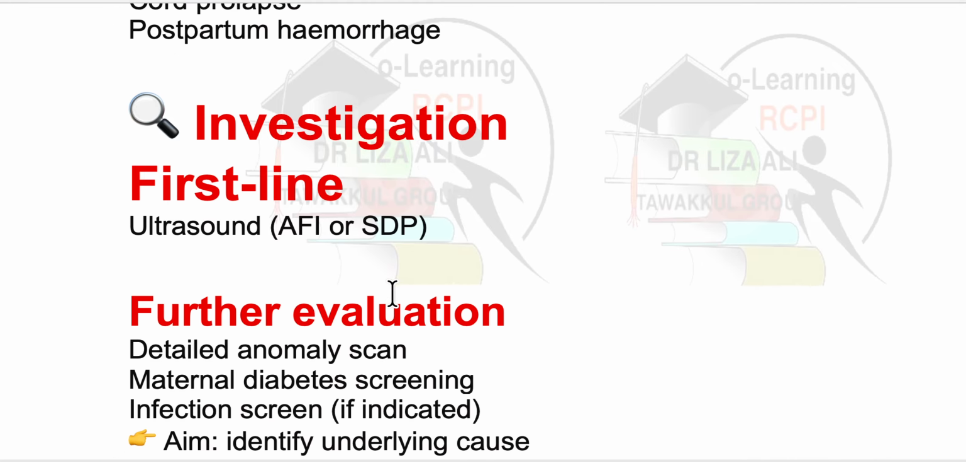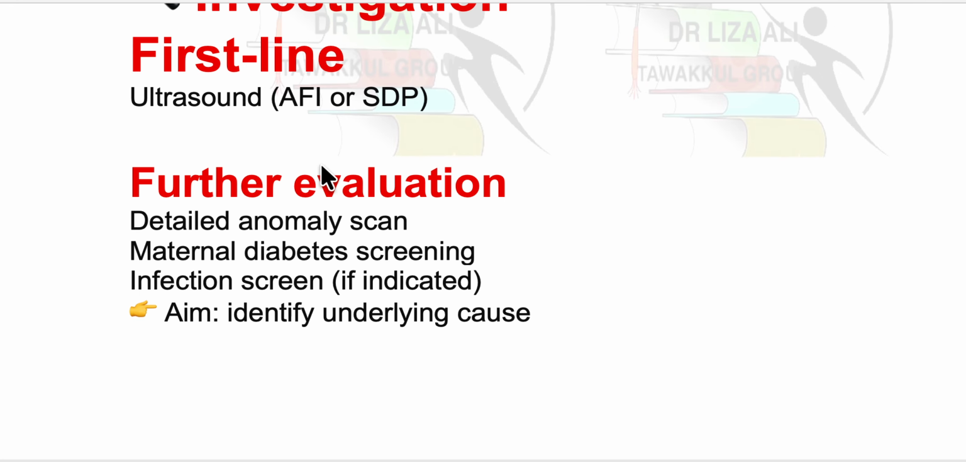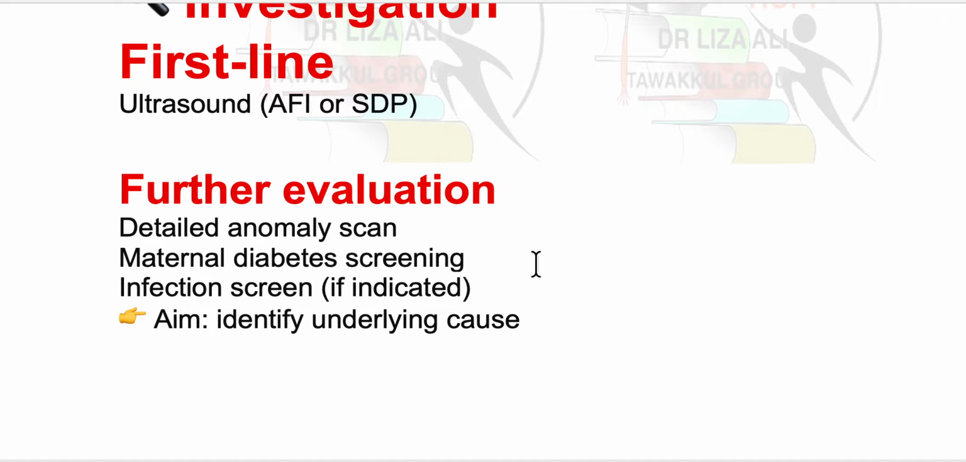For investigation, the first line investigation is always ultrasound, because we have to measure the amniotic fluid index and the SDP, single deep pocket, or pool, we can say. Further investigations: we have to do a detailed anomaly scan, maternal diabetic screening, and infection screening. All screening is to identify the cause.